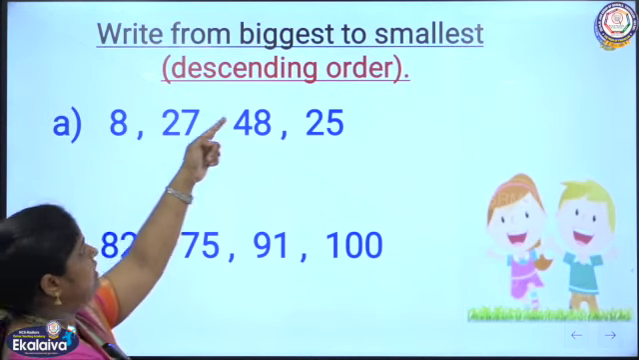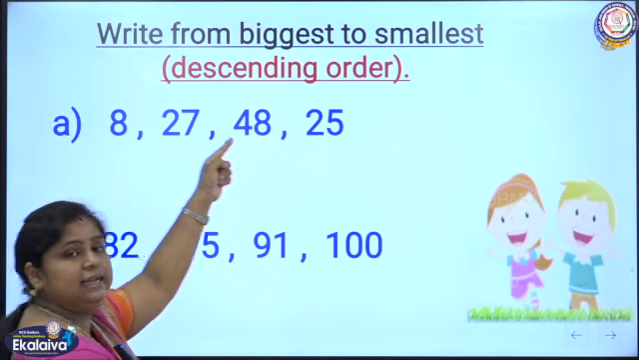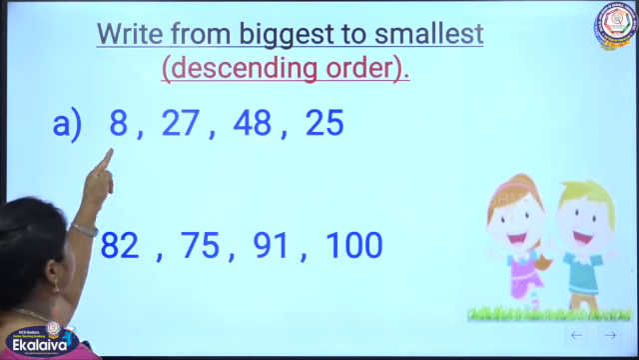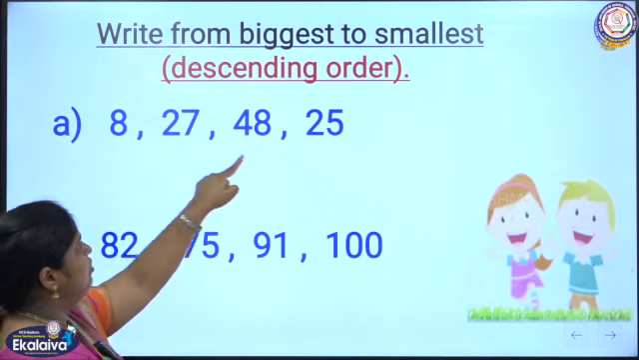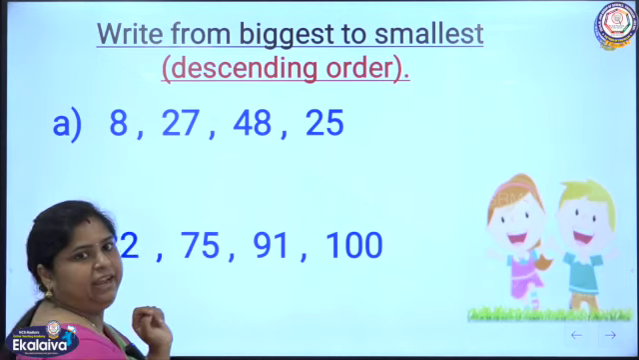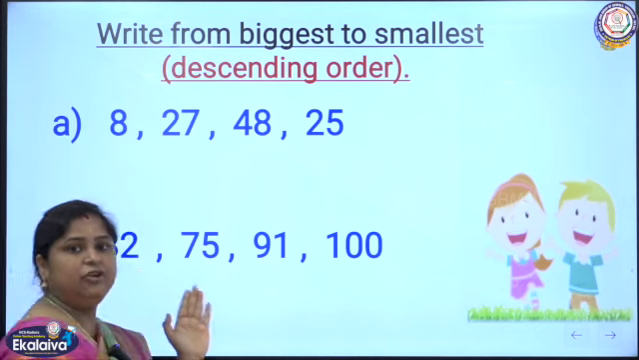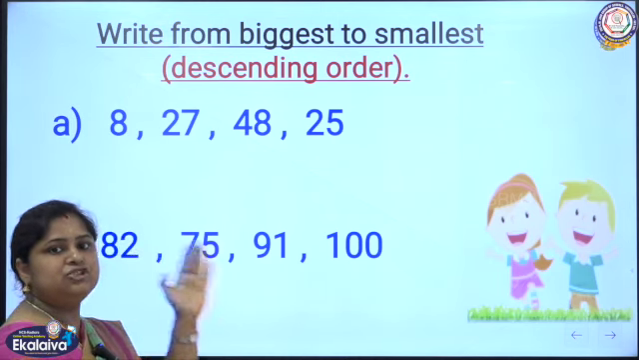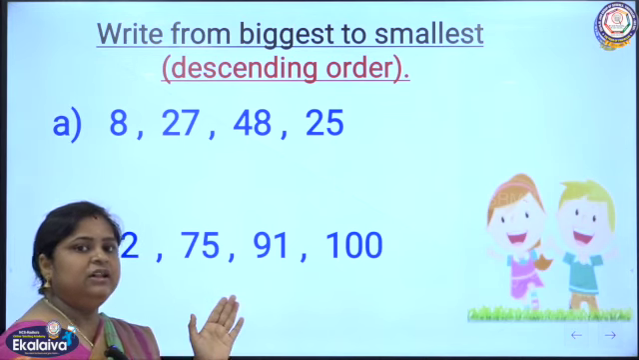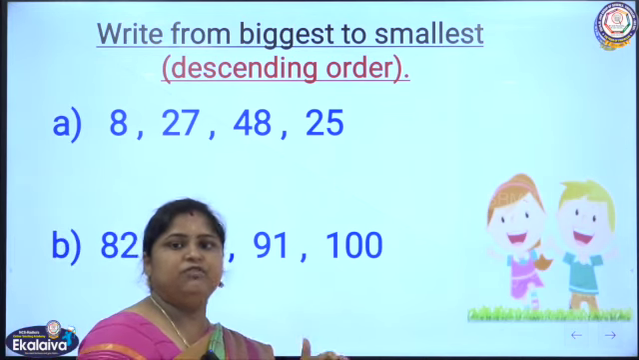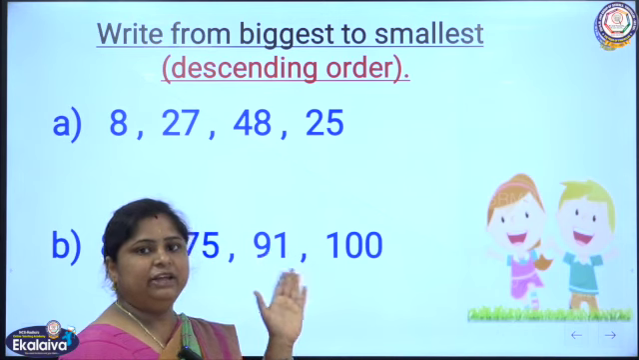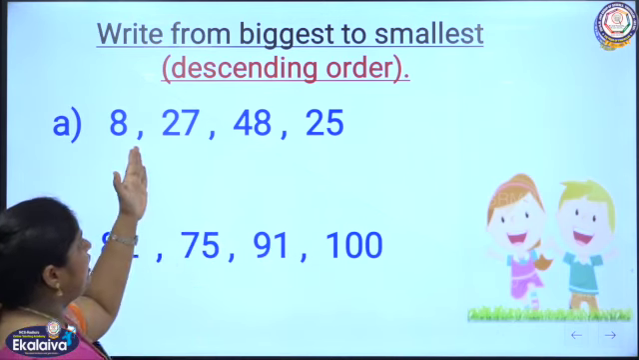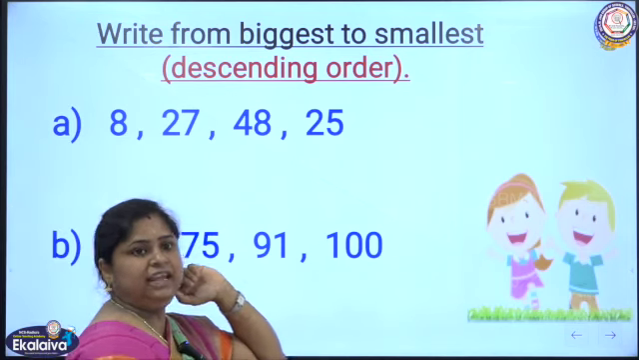Write from biggest to smallest, descending order. See the first sum, A sum, 8, 27, 48, 25. Okay. Now, we are going to do the descending order. Descending order means biggest to smallest. Okay. The same trick that I used for ascending order, I am going to apply for this descending order also. Okay. First, I am going to check the digits of each number.